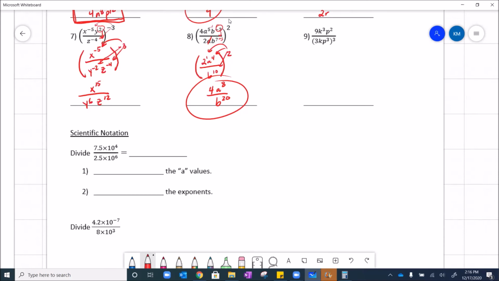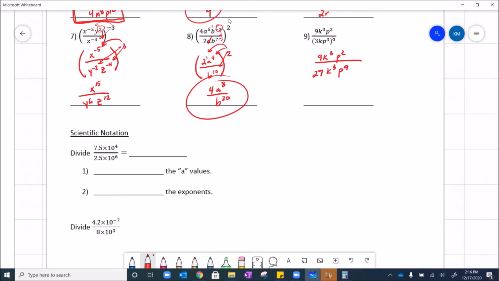Okay, number 9. All right, so we only have this distributed exponent in the denominator. So I'm going to do that. I have 9k to the 3rd, p squared. And in the denominator, I have 27, that's 3 to the 3rd power, k to the 3rd, p to the 9th.